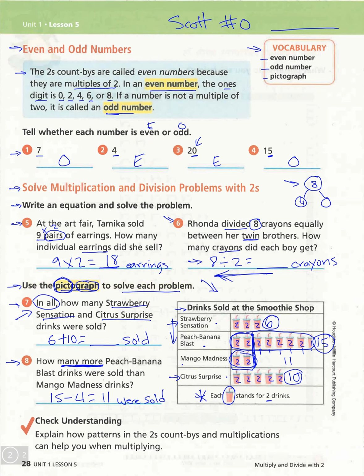So if I put 4 in each of those little circles, does that work? If I took 8 and broke them into 2 groups, are the groups equal? They are. So we just proved it. So the answer to number 6 is 4.